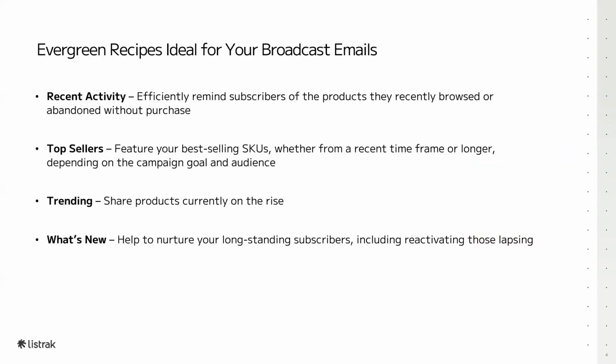So, as we think about the recipes for your broadcast emails, the base ingredients are going to drive the foundation for the recipe strategy. These are four evergreen recipes that you could utilize as that base ingredient for just about every broadcast message. Recent activity is going to be the key ingredient for any personalization. When you want to remind people of products that they recently looked at or abandoned, recent activity is the one-to-one relationship. You want to show them the products that they had recently looked at.